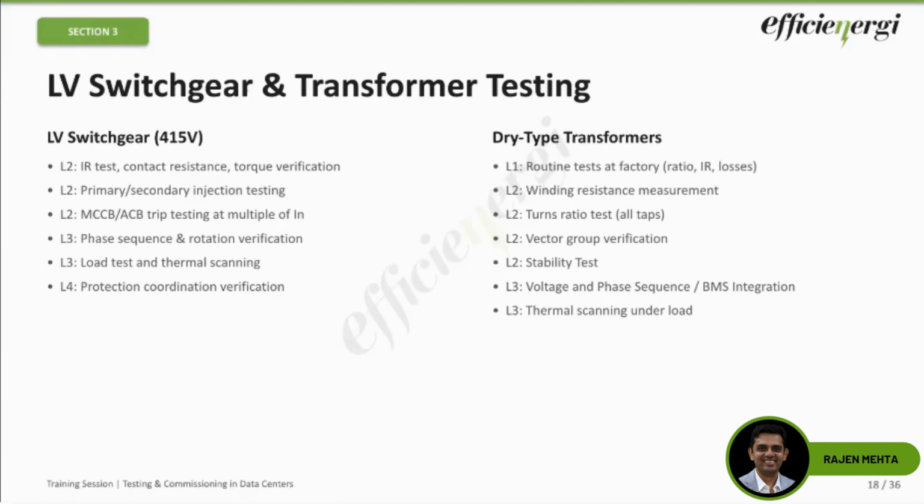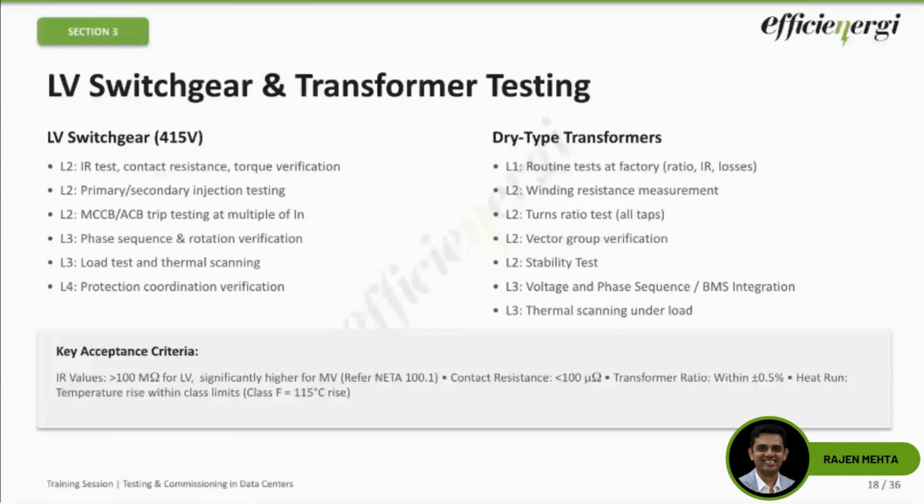And the typical acceptance criteria, as per NETA, for IR can be typically greater than 100 megaohm for LV systems. For MV systems, it is specifically higher. Okay, you have to refer to NETA standards for this. Contact resistance typically less than 100 micro-ohm. Again, it is specific to systems. Bus ducts may have different, your switchgear may have different, and so on.